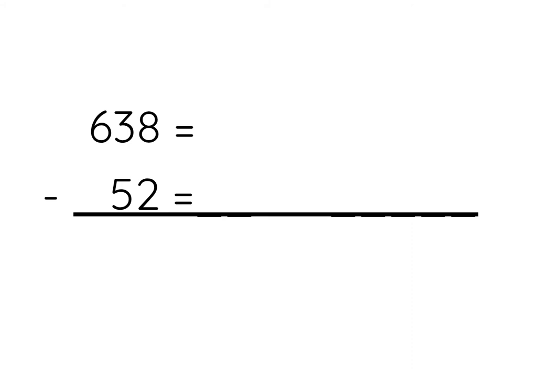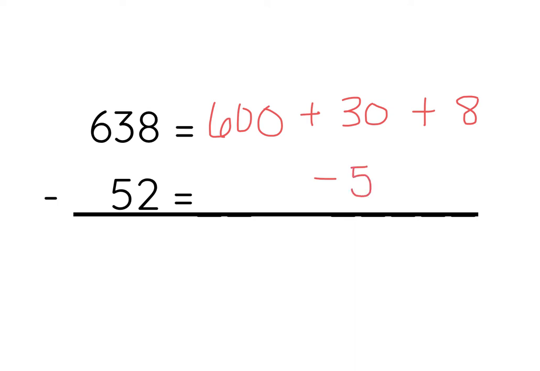638 minus 52. If you look at this number, you're going to know that the answer is somewhere in the 500s. And it's going to be a high 500s because you have 600 and you're only subtracting a 50 and a 2. Make sure you line up your 10s and 1s. Look at where your bigger digits are. Notice I can subtract 8, subtract 2.